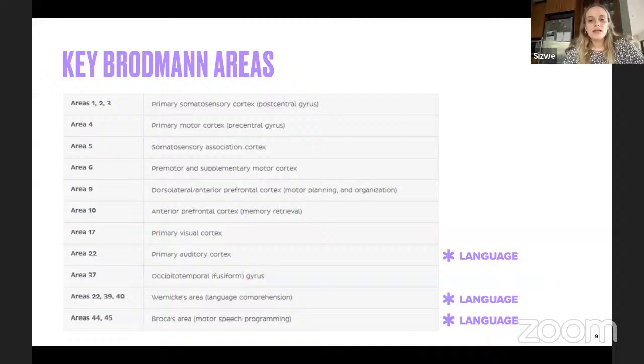Wernicke's area, that's for language comprehension, and areas 39 and 40 are also involved in that. And then areas 44 and 45 are Broca's area, which is motor speech programming. And then I put on the side there that areas 22, 39, 40, 44 and 45 are all involved in language. And you can see how primary auditory, so auditory is hearing, then language comprehension, realizing what someone has said, and then motor speech programming, being able to say it back to someone.